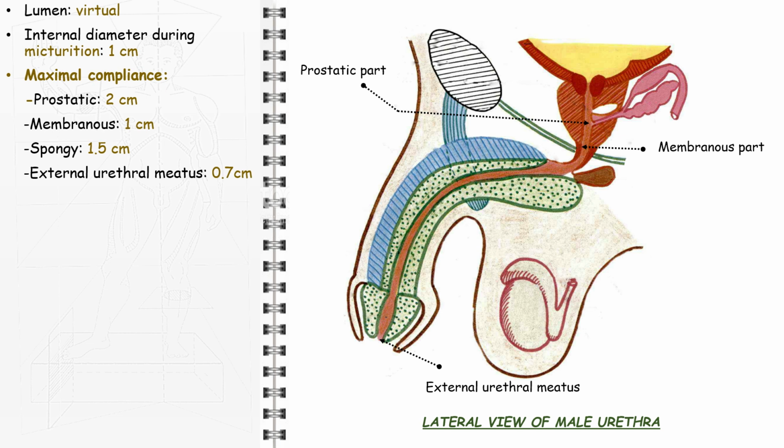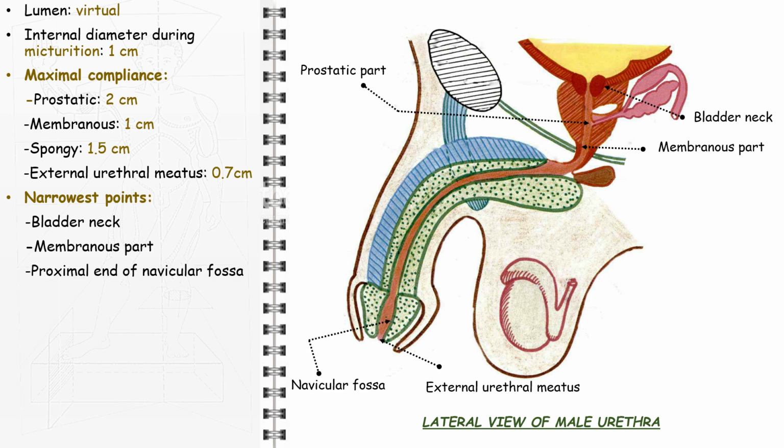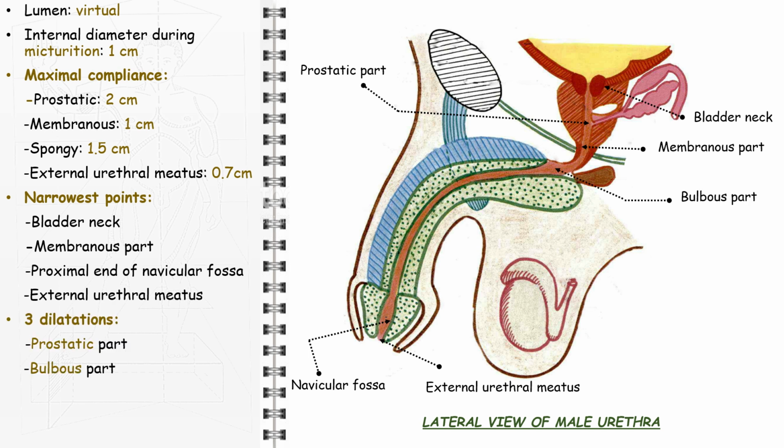Globally, the male urethra has narrowest points, which are the bladder neck, the membranous part, the proximal end of the navicular fossa located at the glans of penis, and the external urethral meatus, but also 3 dilatations: the prostatic part inside the prostate, the spongy part, and the navicular fossa. The widest point is the prostatic dilatation, also known as the prostatic sinus. It constitutes a sperm container during ejaculation.